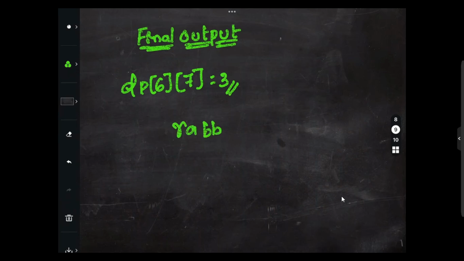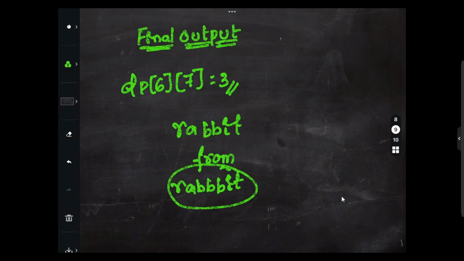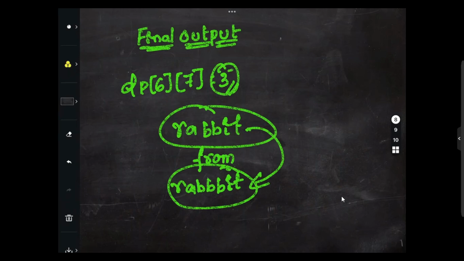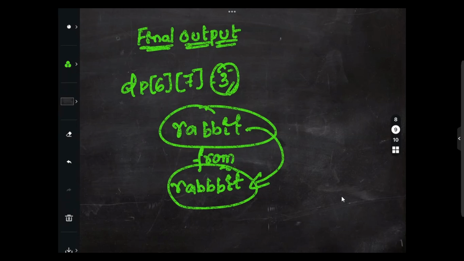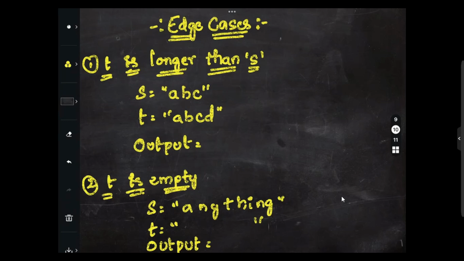Here, rabbit from ra triple bit, rabbit. So we can form rabbit from this in 3 distinct subsequences. So dp of 6 comma 7, the last value in the cell, while we processed row 6. I hope this is completely clear. We went step by step, so every dp table, right? I hope this is completely clear. This is the approach that we'll be going with, right? So I hope this is completely clear.